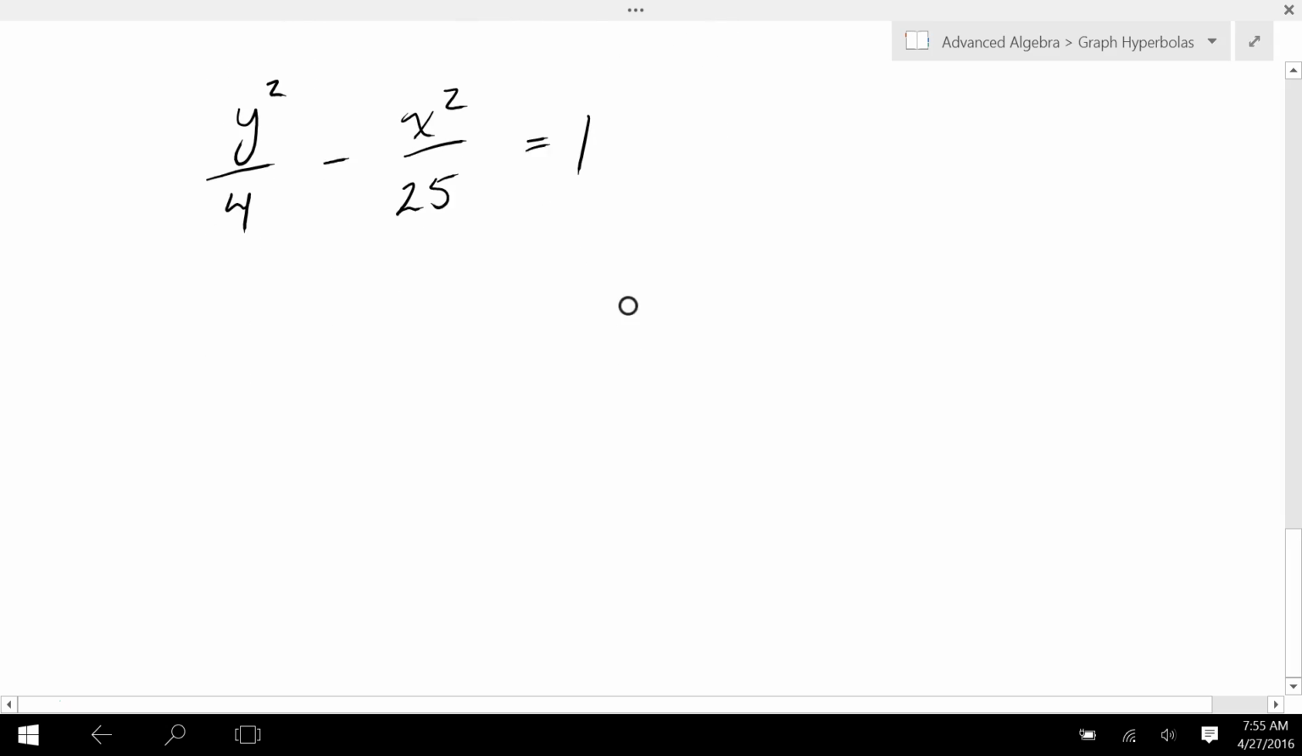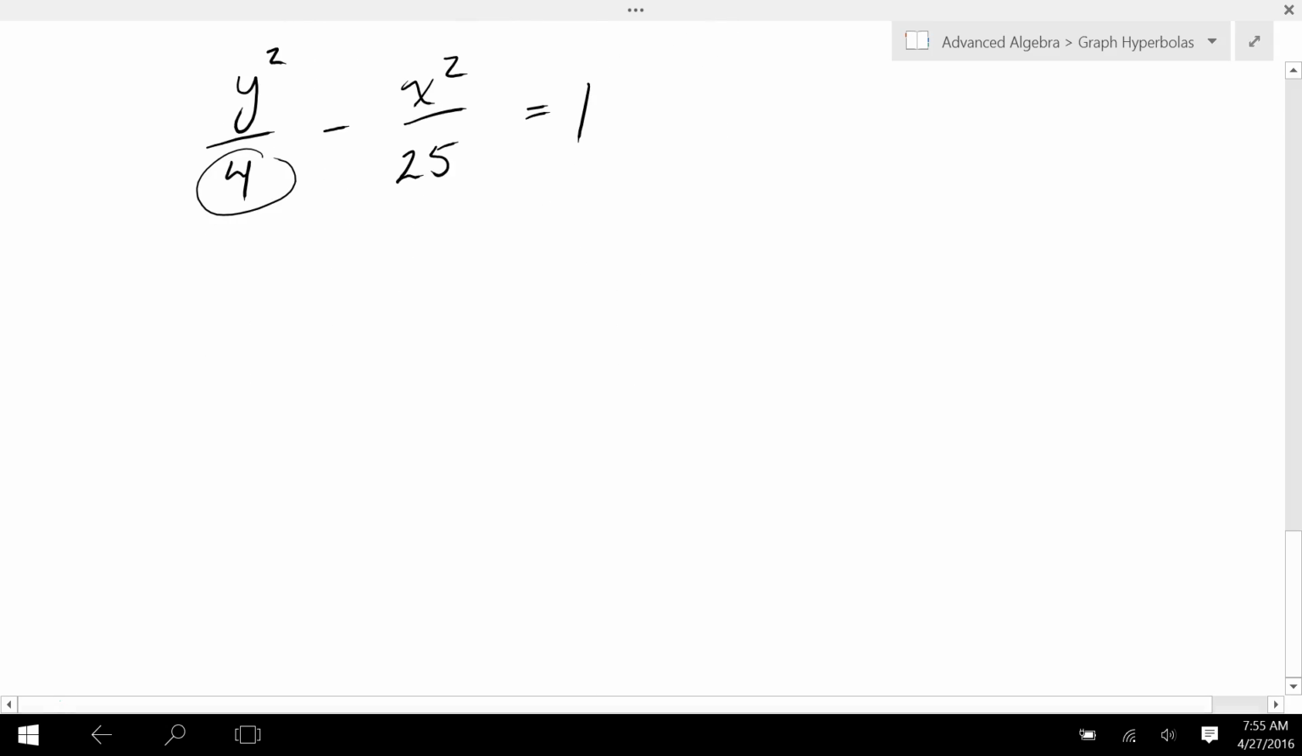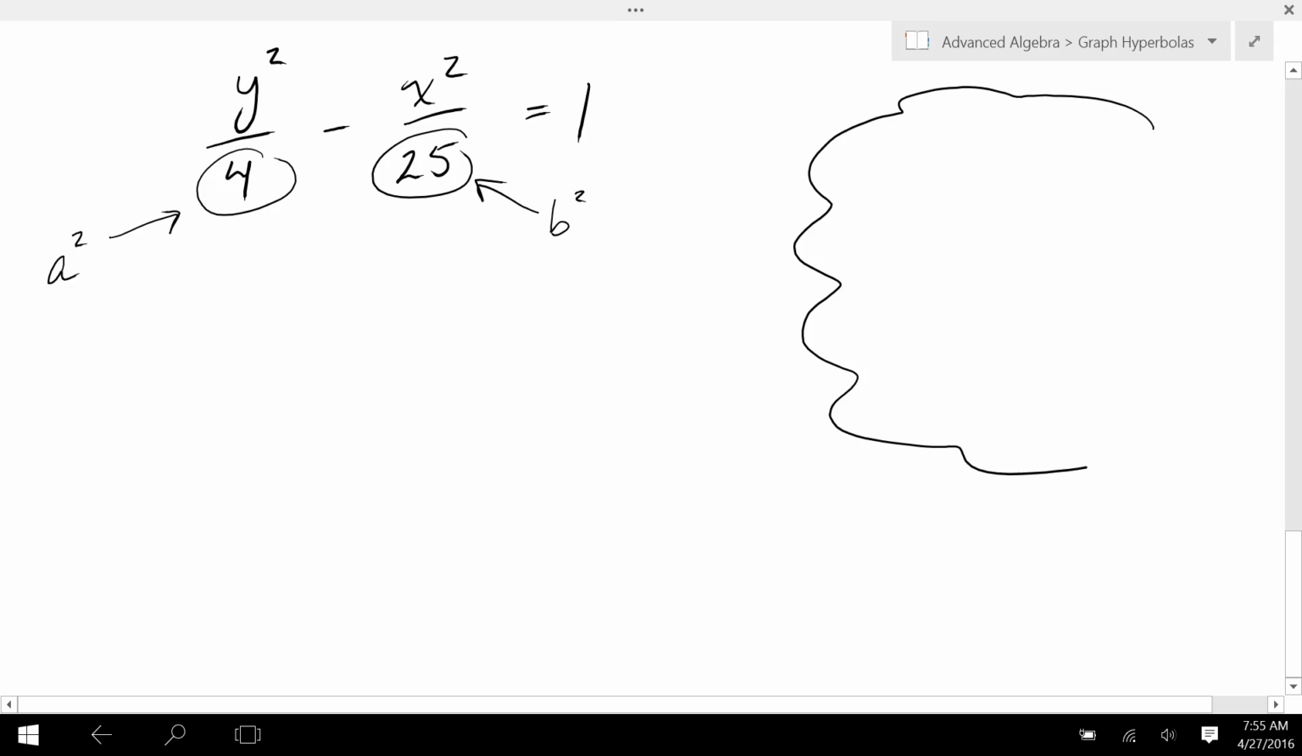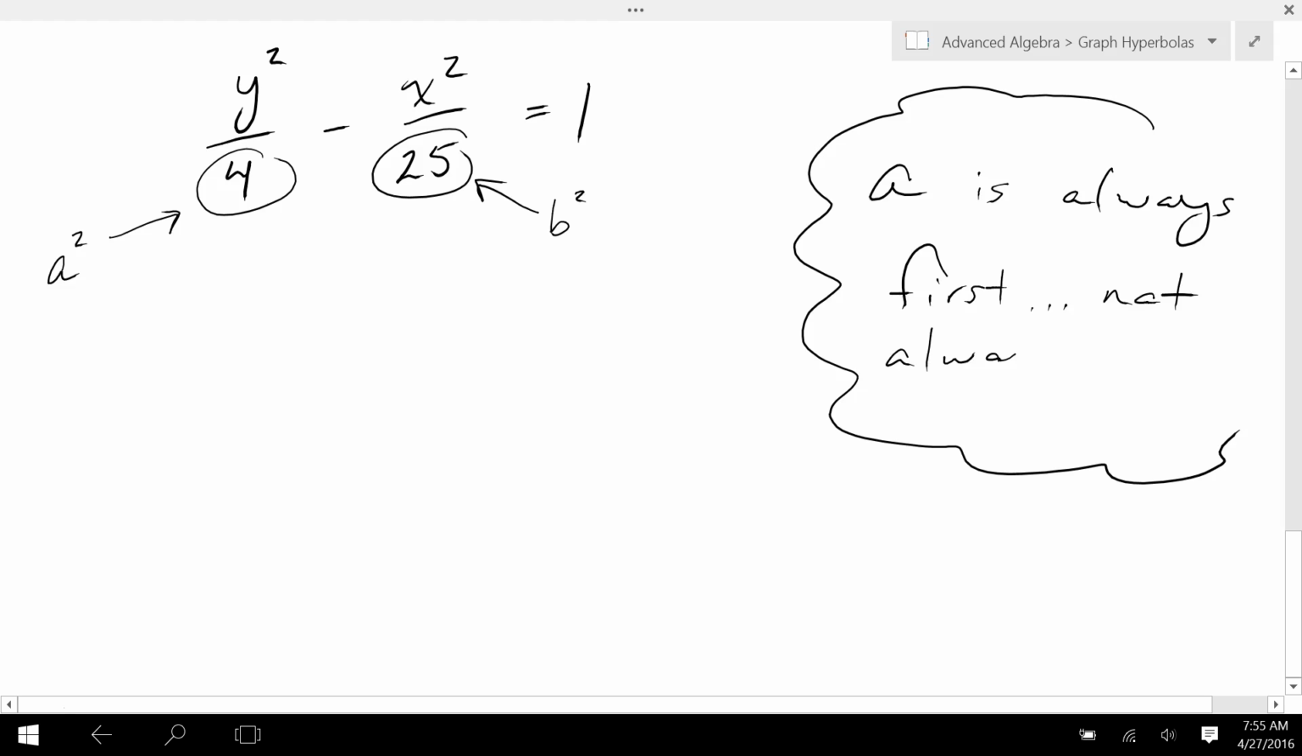Now once we have that, the y squared over 4, x squared over 25, we have all the information. We've got our a squared. It's always first. It's not necessarily the bigger number. 25 is the bigger one, but it's a little different than ellipses, because in a hyperbola, a is always first. Remember, in an ellipse, a was the bigger value, not the case in hyperbolas. So we just care about which value is first. In this case, a squared is 4. That's our vertex. So again, a is always first in a hyperbola. It's not always the bigger one.